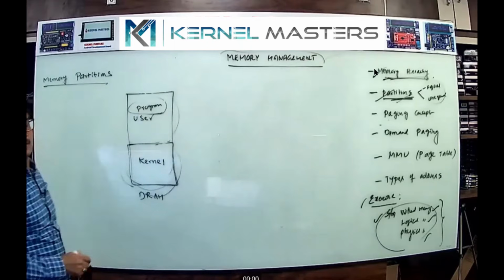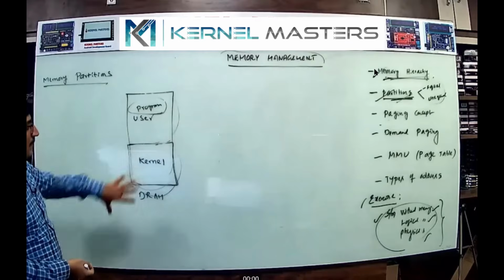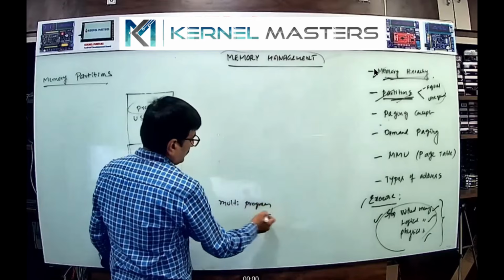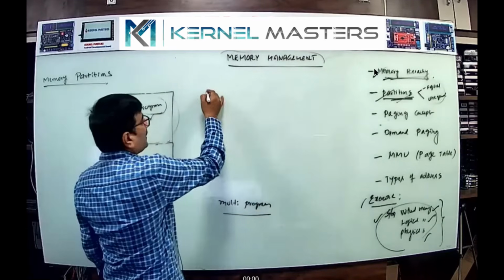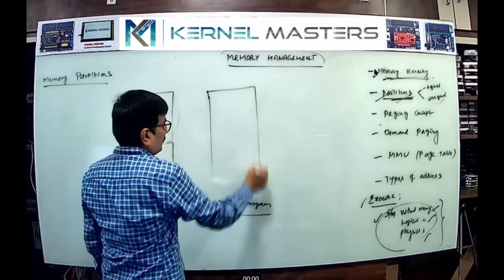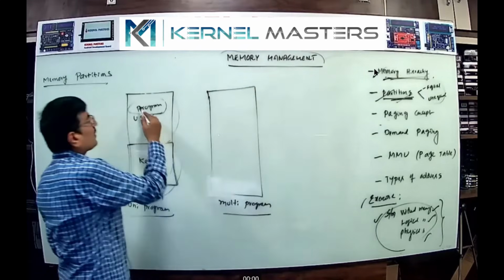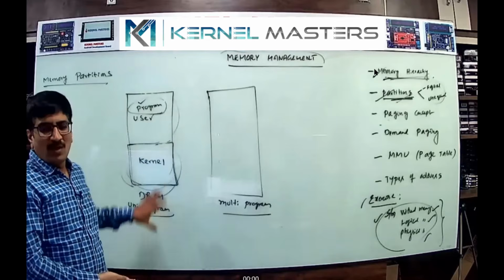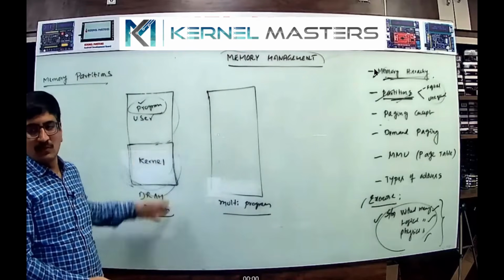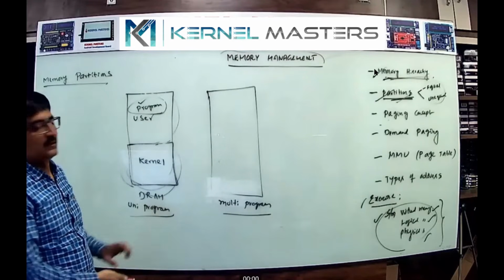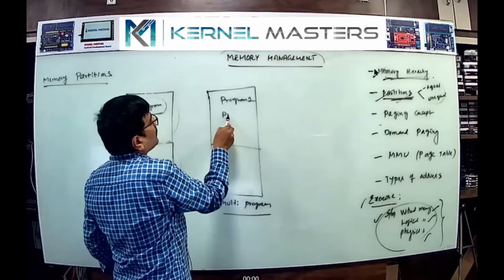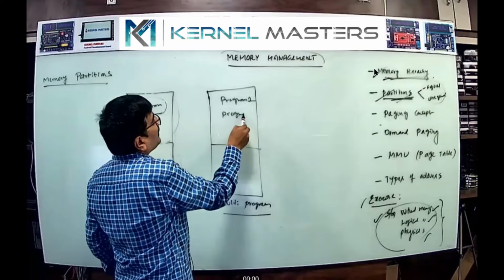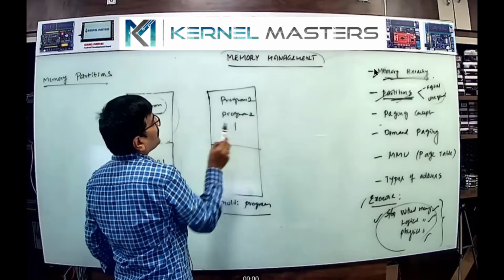But here two types of concepts are there: uniprogramming and multi-programming. Uniprogramming means only one program runs. It is the old method; nowadays nobody uses it. What is multi-programming? Program 1, program 2, like that, a number of programs you can run in the user space.